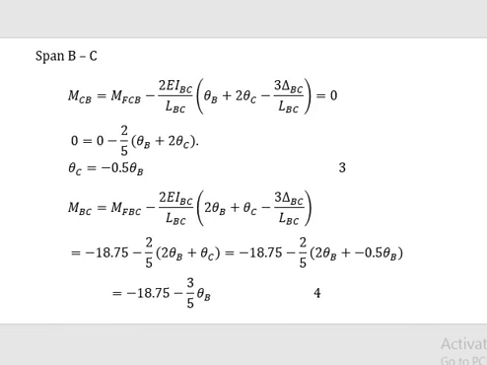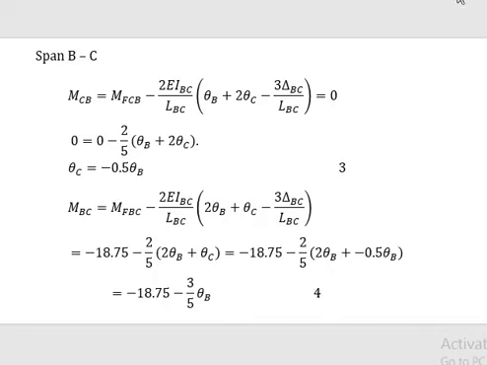For span BC, we calculate the moment at the left support, that's MCB, using the same approach. After simplifying, since it's at the right side, I have to calculate the right moment first, that's MCB, so that I will be able to get the equation for theta C, since it's an end support that is pin.